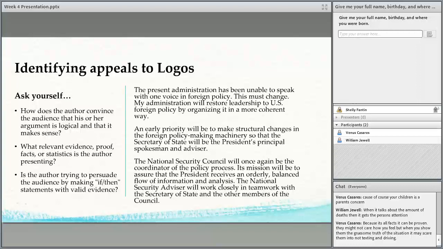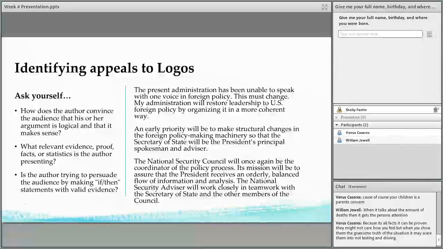All right, so here we go. The present administration has been unable to speak with one voice in foreign policy. This must change. My administration will restore leadership to U.S. foreign policy by organizing it in a more coherent way. An early priority will be to make structural changes in the foreign policy making machinery so that the Secretary of State will be the President's principal spokesman and advisor. The National Security Council will once again be the coordinator of the policy process. Its mission will be to assure that the President receives an orderly, balanced flow of information and analysis. The National Security Advisor will work closely in teamwork with the Secretary of State and the other members of the Council.